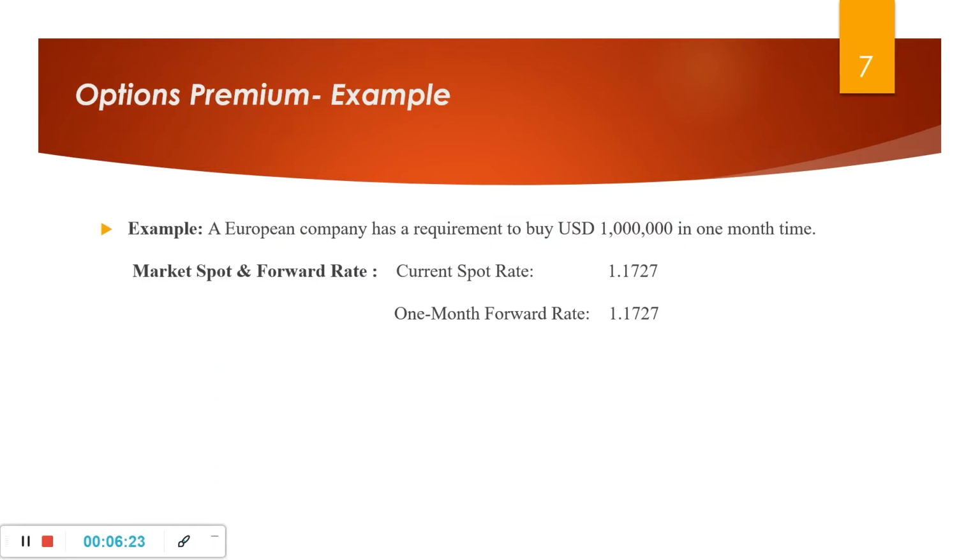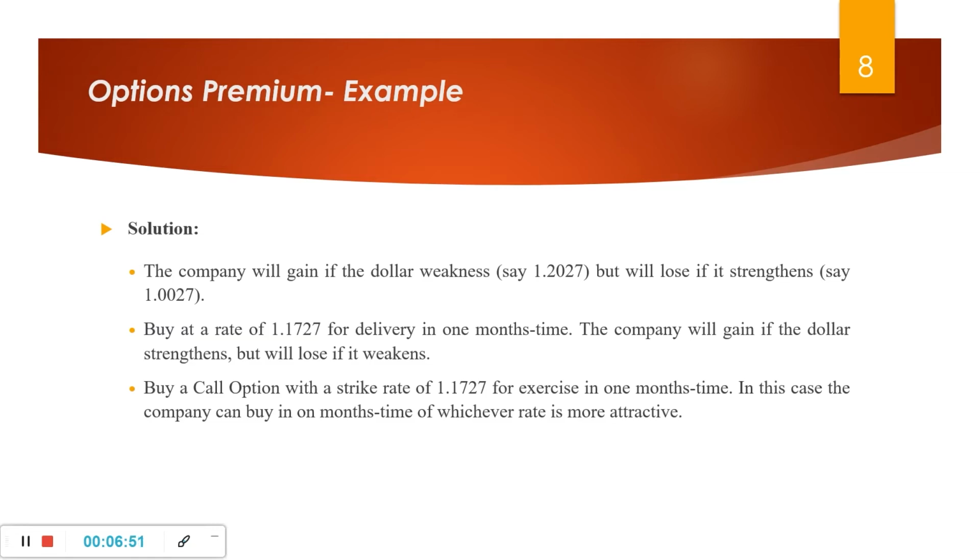Now, let's discuss option premium with an example. A European company has a requirement to buy USD 1 million in 1 month's time. The market parameters include the currency option. The current spot rate is 1.1727 and the 1 month forward rate is 1.1727. Now I'm going to discuss the solution.